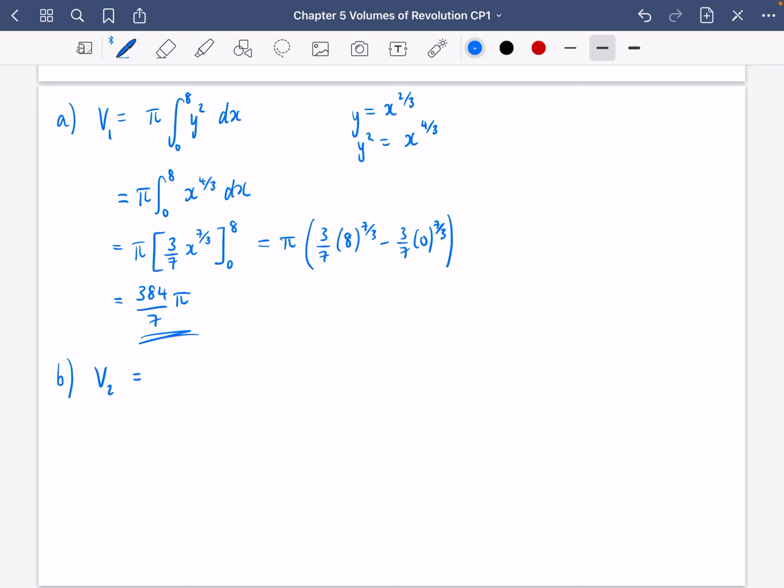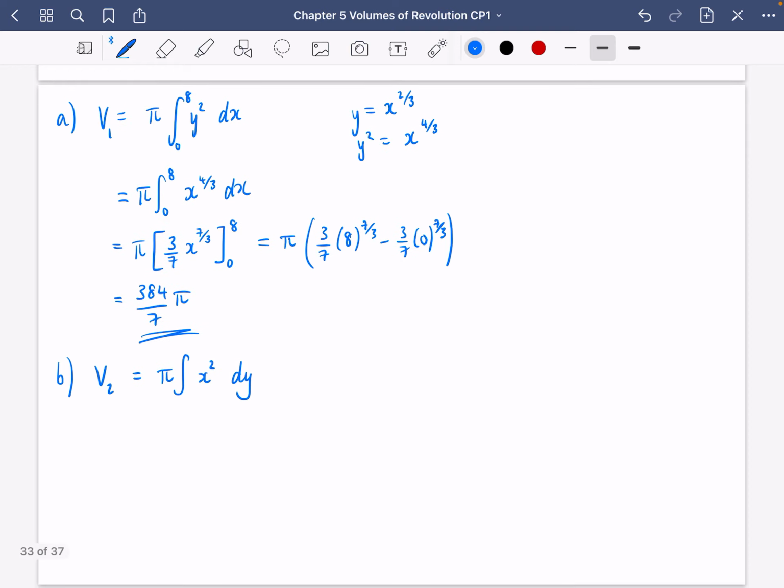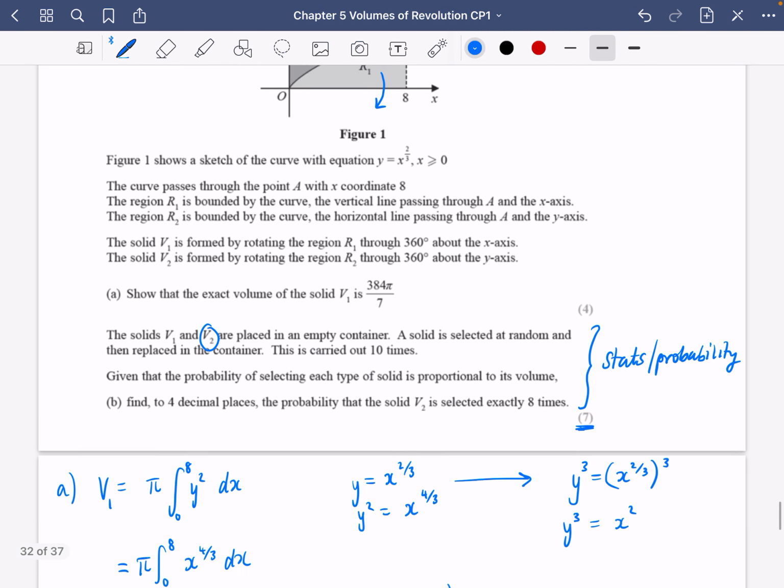Now V2 is being rotated around the y-axis, so it's going to be a dy, and it's going to be x squared. So let's take this bit that we've got. Let's see if we can get what x squared is going to be. Well, if I've got that y equals x to the power of 2 over 3, if I raise this to the power of 3 and this to the power of 3, I will just get x squared equals y cubed. So that's pretty easy. It's actually just going to be integrating pi of y cubed dy. All we need to do now is figure out what the values are going to be.